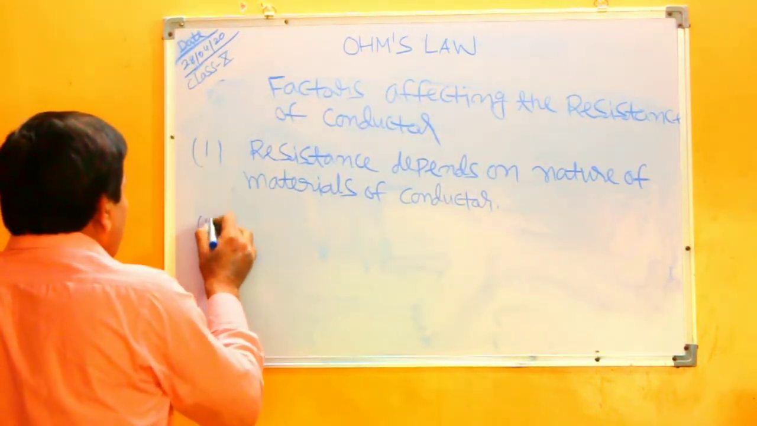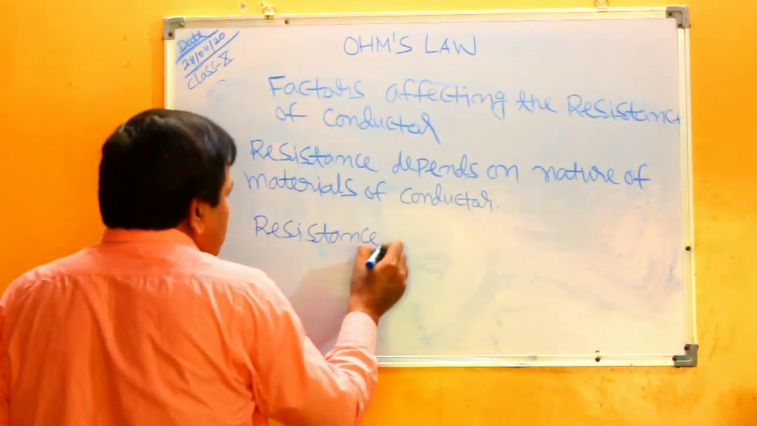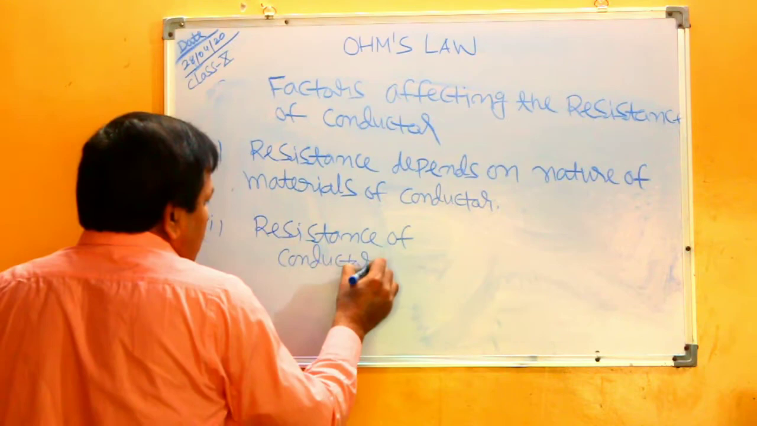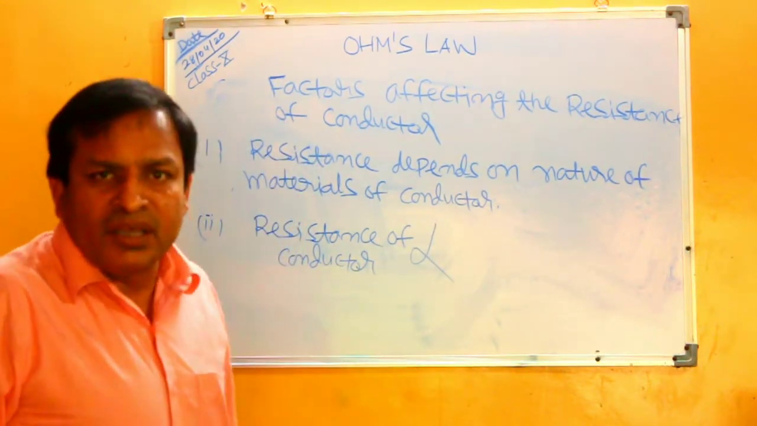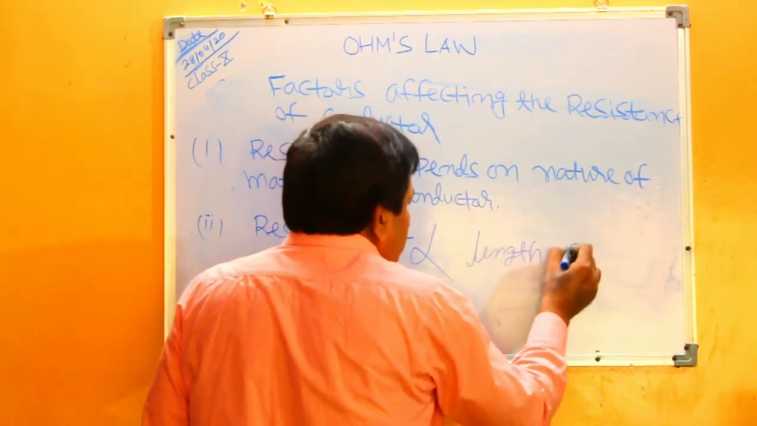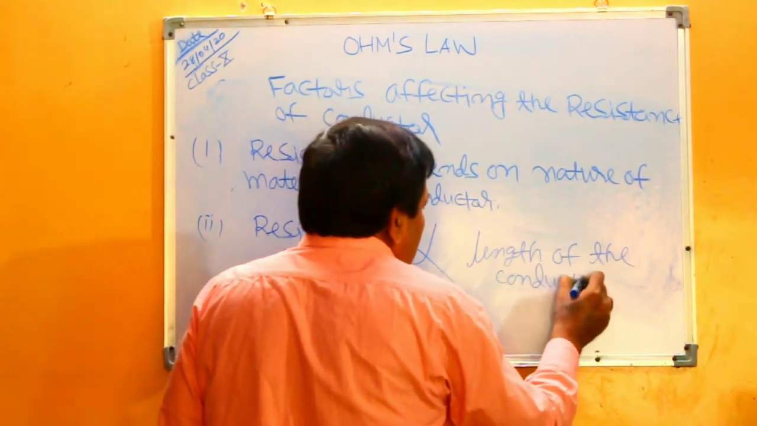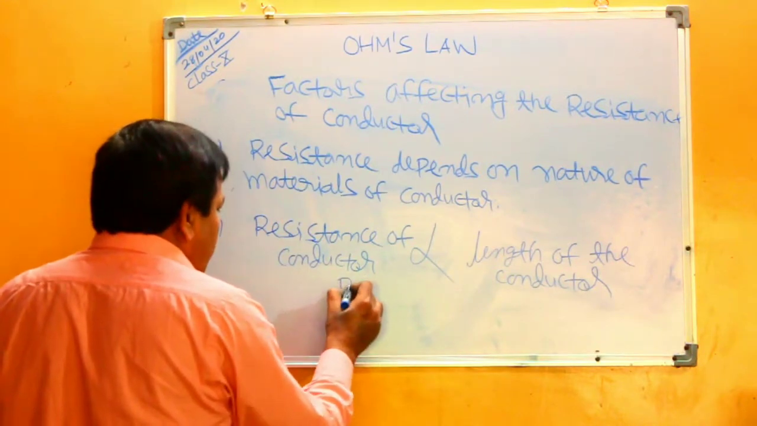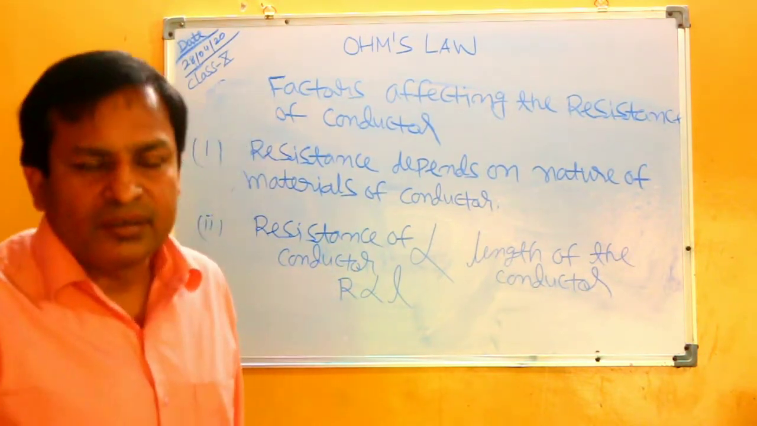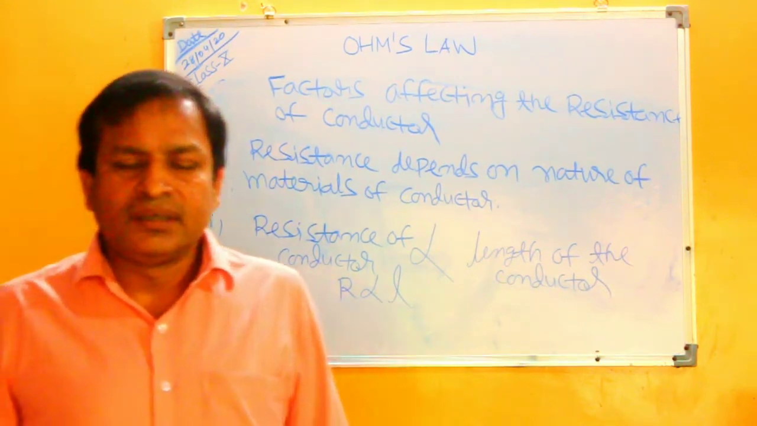Second, the resistance of a conductor is directly proportional to the length of the conductor. We can write it as R proportional to L. This is the first physical condition. It means if the length is very long, the resistance will increase.